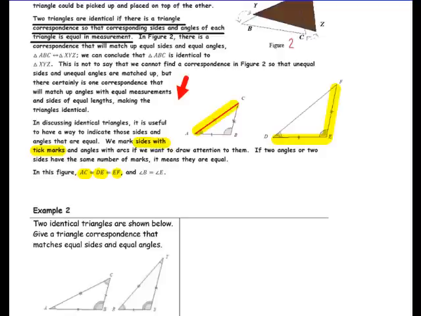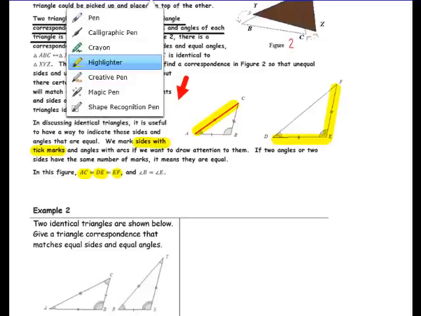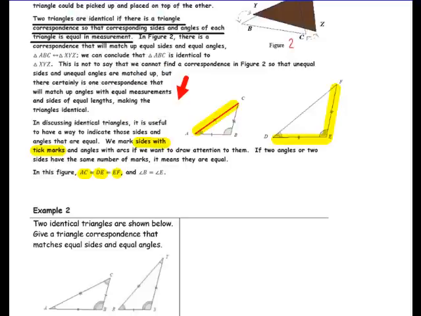It also says that angle B is congruent or equal to the measure of angle E. So we have angle B right here, and it's labeled with an arc, and it is the same measure as angle E, which shows one arc. So one arc in each angle shows that they are equal in measure.